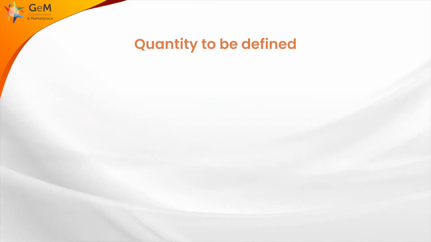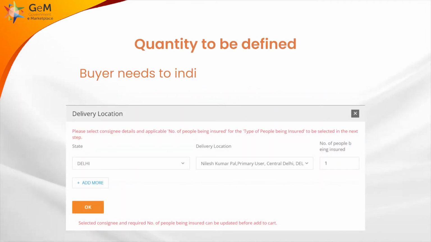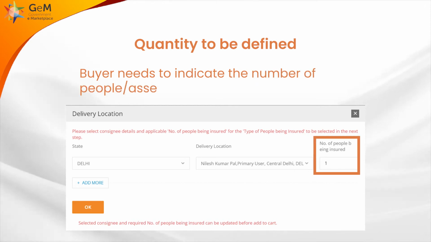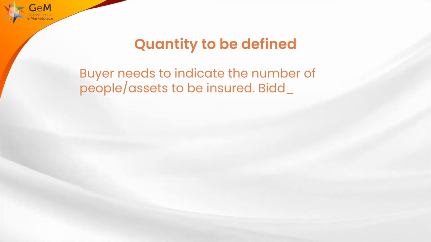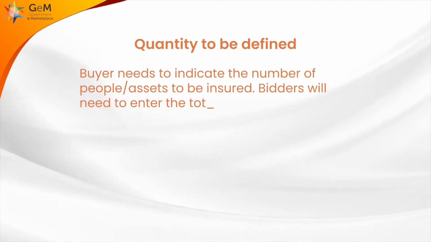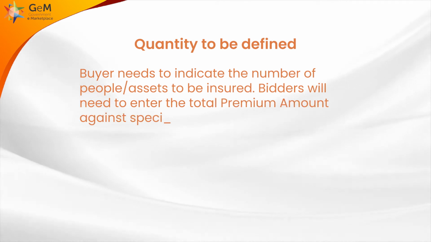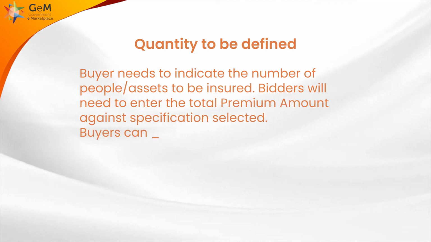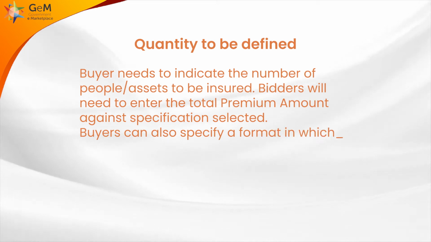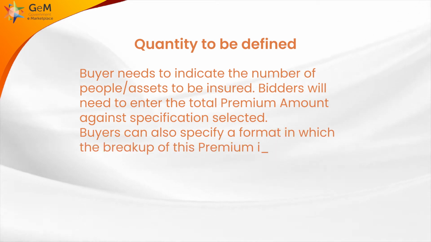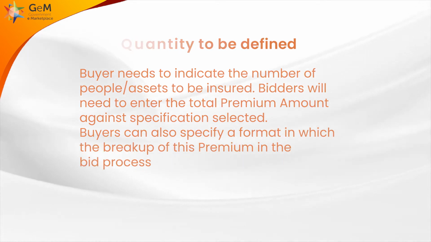Quantity to be defined. Buyer needs to indicate the number of people or assets to be insured. Bidders will need to enter the total premium amount against specification selected. Buyers can also specify a format in which the breakup of this premium is to be provided in the bid process.